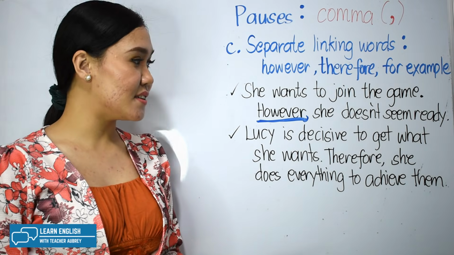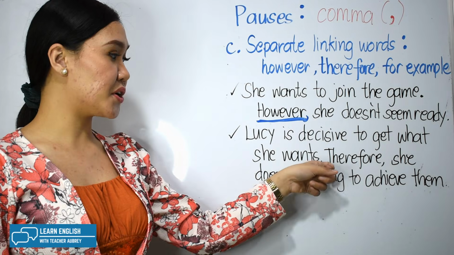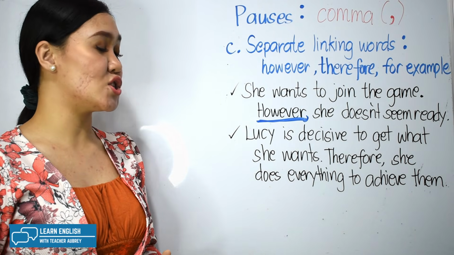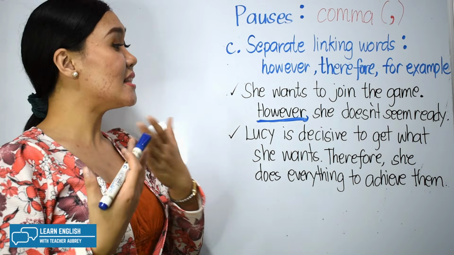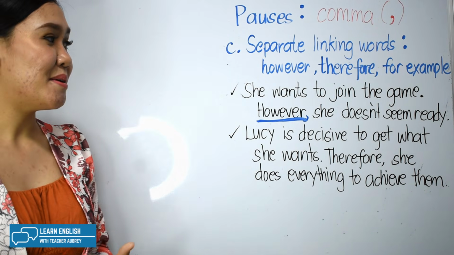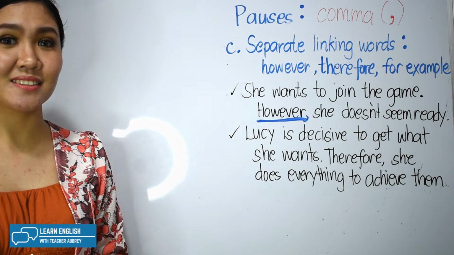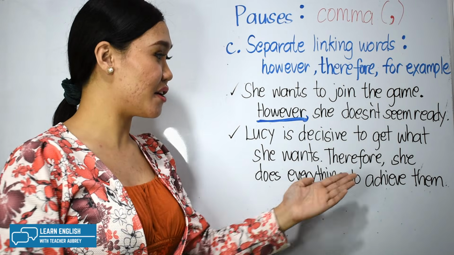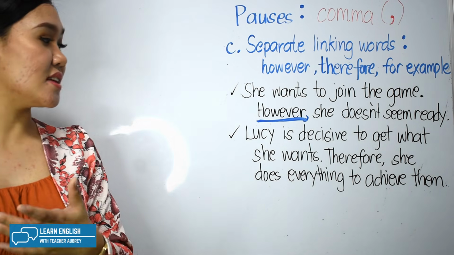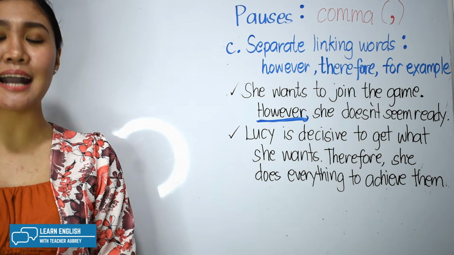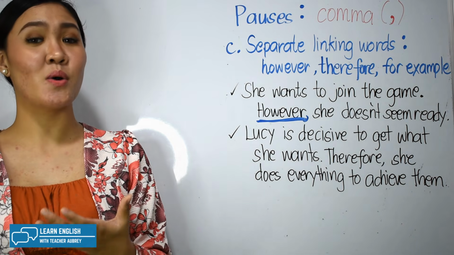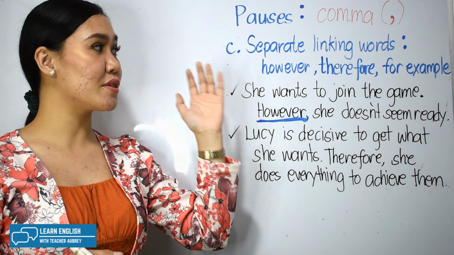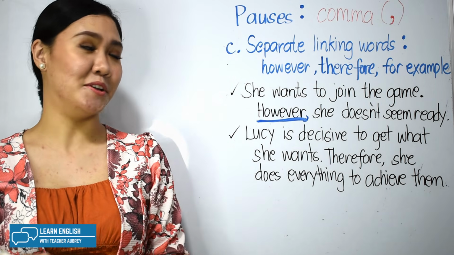Lucy is decisive to get what she wants. Period. Therefore, she does everything to achieve them. In Filipino, desididong si Lucy na makuha ang gusto niya. Kaya naman, in Filipino, therefore is kaya naman. Alright? Therefore, comma, she does everything to achieve them. Kaya naman, gagawin niya ang lahat para makuha sila. And once again, ginagamit siya for separate linking words tulad ng however, therefore, pwede rin for example.